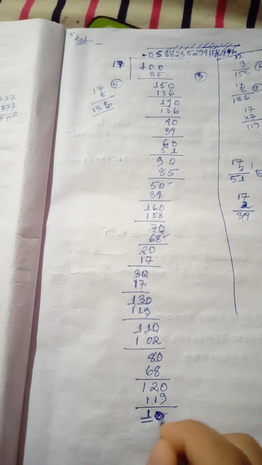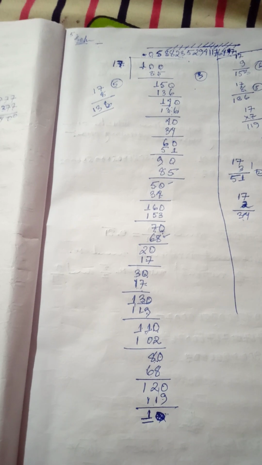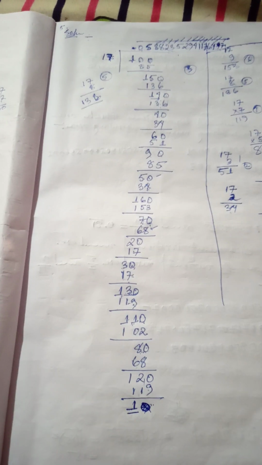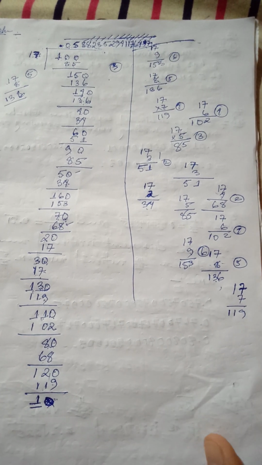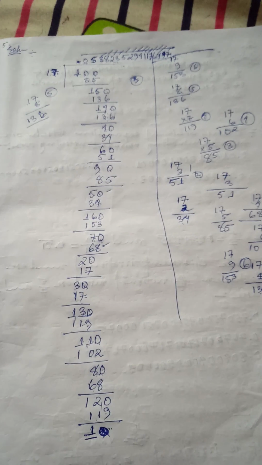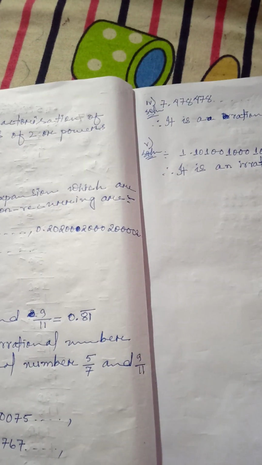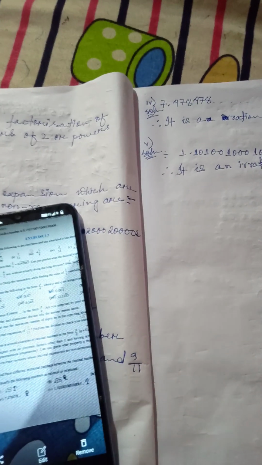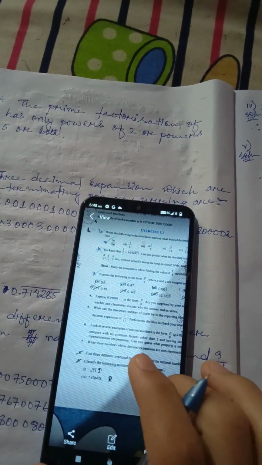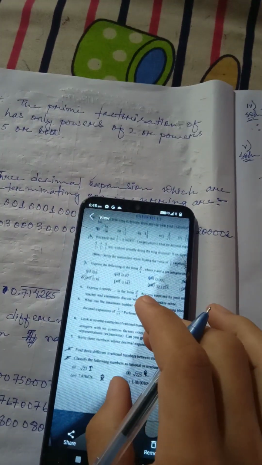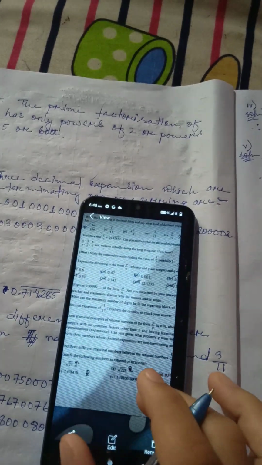So that's it. Is there any confusion regarding this? If there is no problem, then let us move to the next question. Okay, in the next question, what is the next question? That is, let us look at several examples.